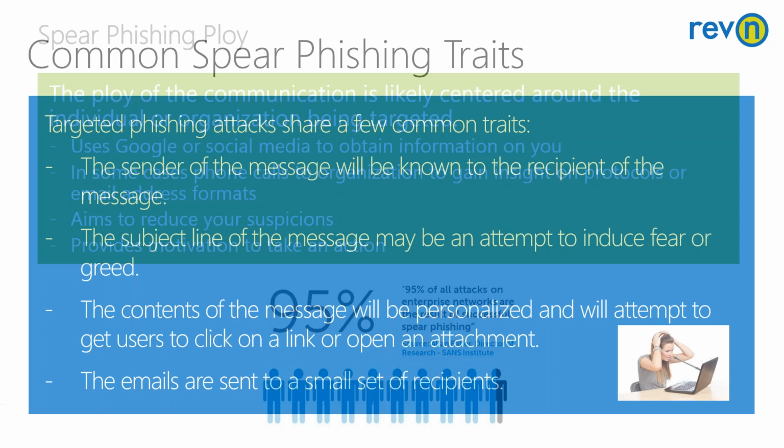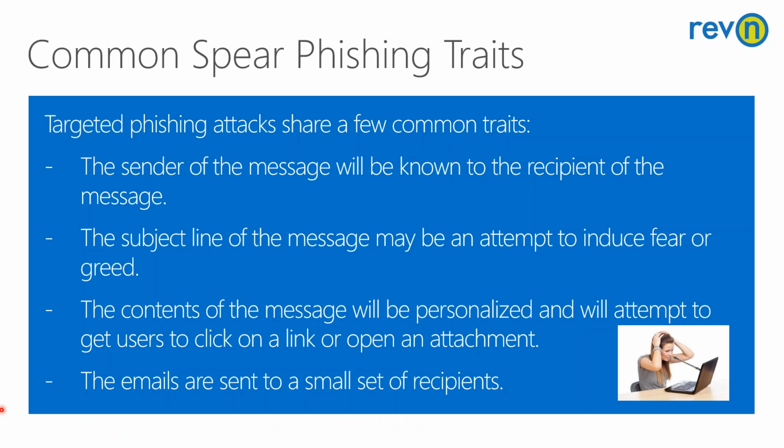Some traits of spear phishing. The sender of the message is usually known to the recipient. Whether it actually comes from their mailbox or not, they're going to make it look like it does. The subject line, they're going to try and induce fear or greed. They're going to try and play on human tendencies. The contents of the message will be personalized, so it'll be to you, and they may actually mention your name in the email, just to further reduce your suspicions and get you to open the attachment or click the link.